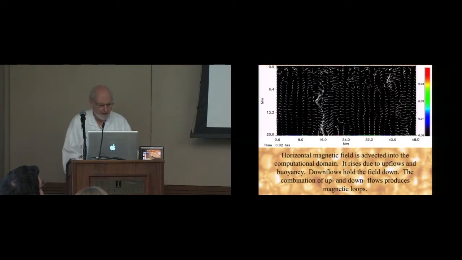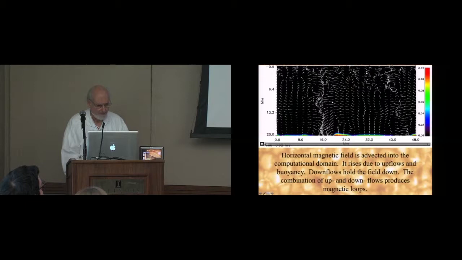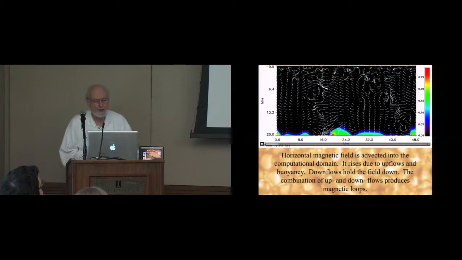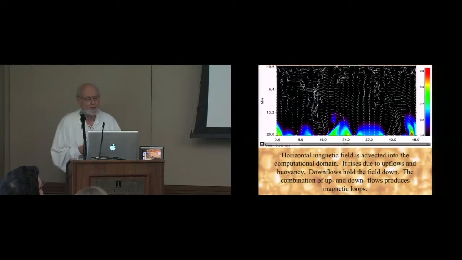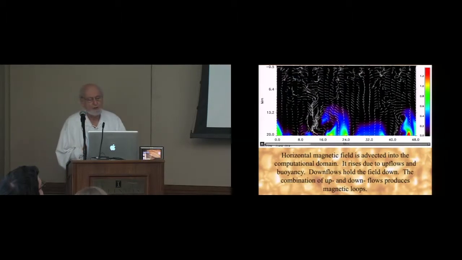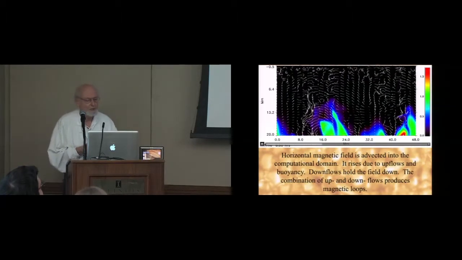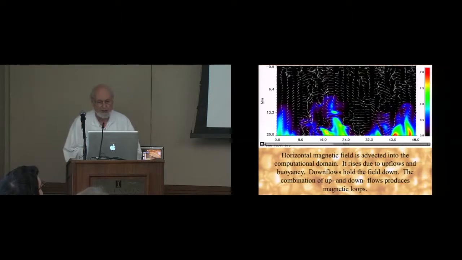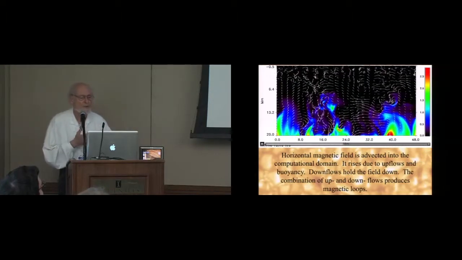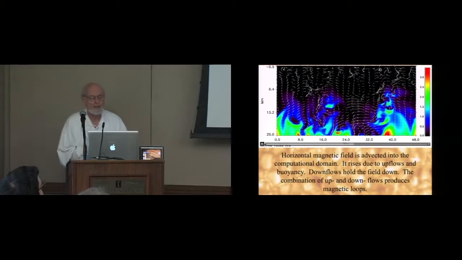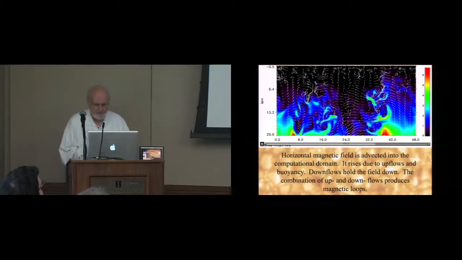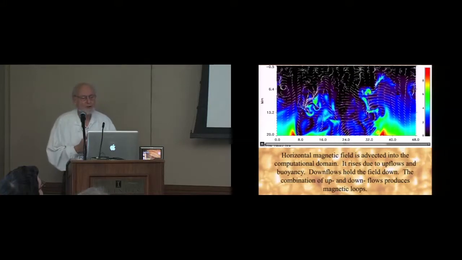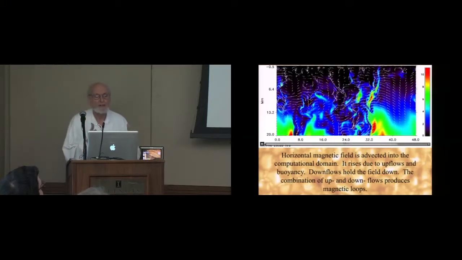So to give you an idea of what we do, this is a slice. The arrows are showing you the velocity field, and the color is showing you the magnetic field strength with the scale there on the side. And you can see that the upflows are bringing up the field. There is some buoyancy effect, but it's not very large. And the field comes up to the surface, and then we get these structures.